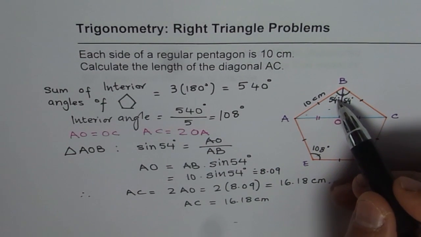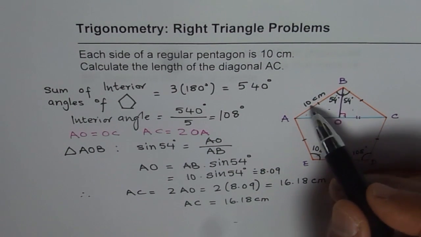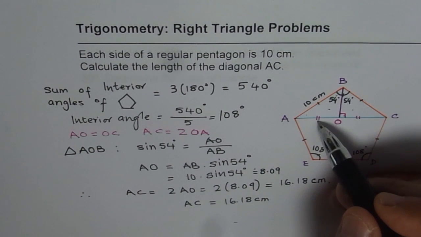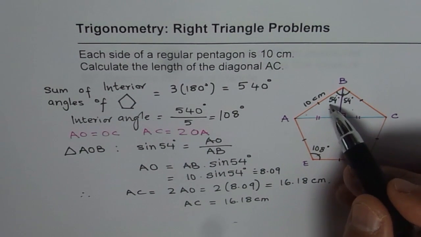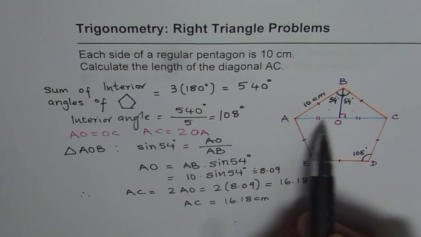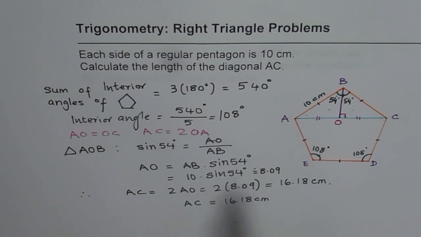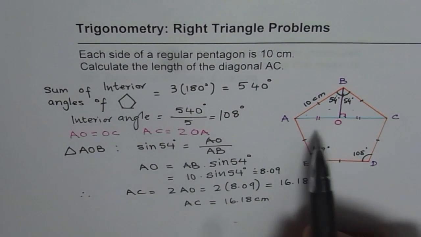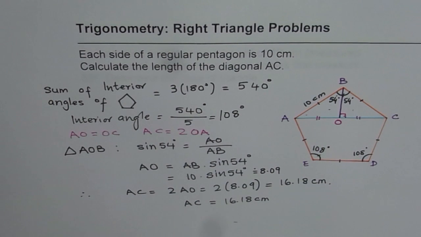Knowing the angle and the hypotenuse, we can find the opposite side using the sine ratio, sine of 54. So we can use sine of 54 and find half the diagonal length, and twice that length will give us the required length of the diagonal AC. So that is how we can solve this question.